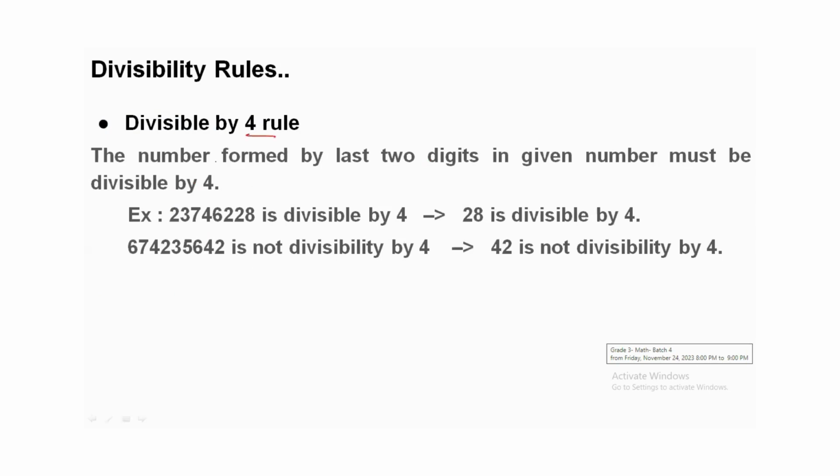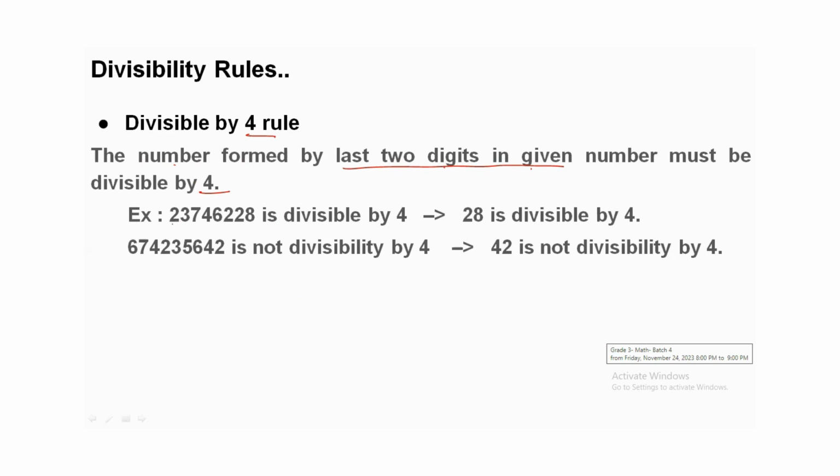Now, the divisibility rule for 4 says we need to check the number formed by the last two digits of the given number. If the last two digits form a number which is divisible by 4, then the whole number is divisible by 4.